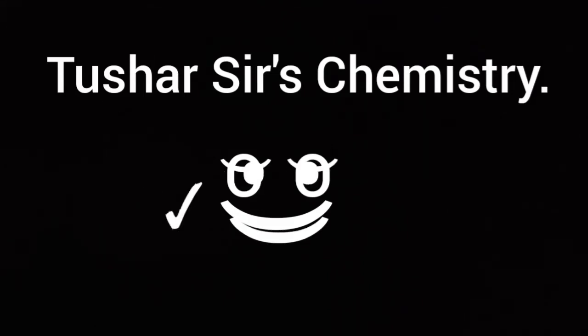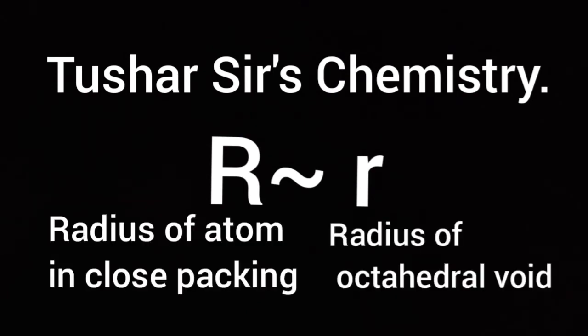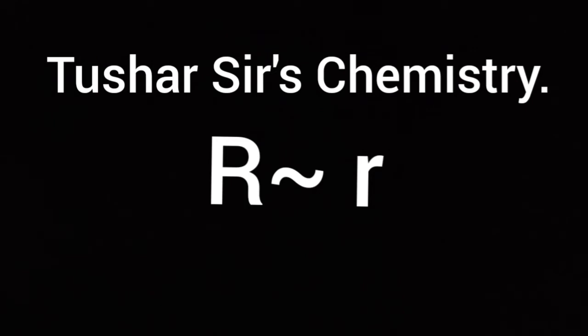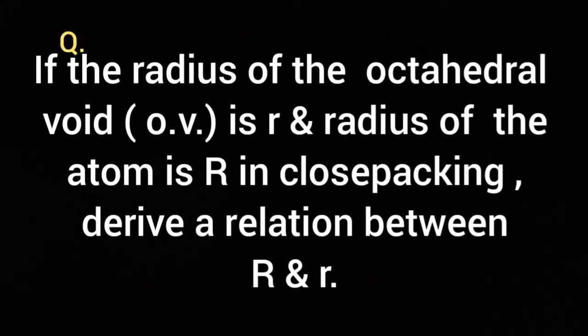In this video, we'll derive a relation between capital R and small r, where capital R is the radius of the atom in close packing and small r is the radius of the octahedral void. Let us derive the relation between capital R and small r. If the radius of the octahedral void is small r and the radius of the atom in close packing is capital R, derive a relation between capital R and small r.